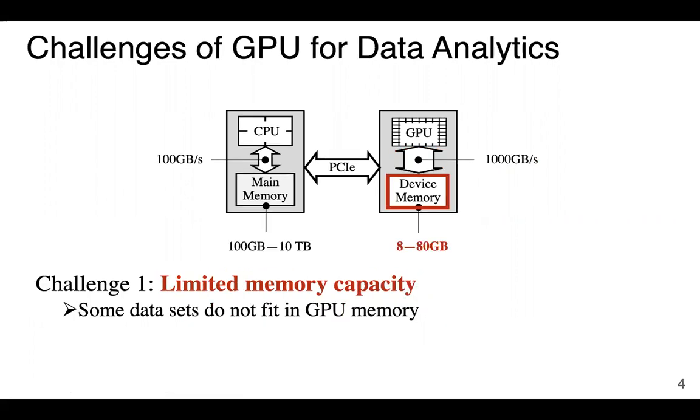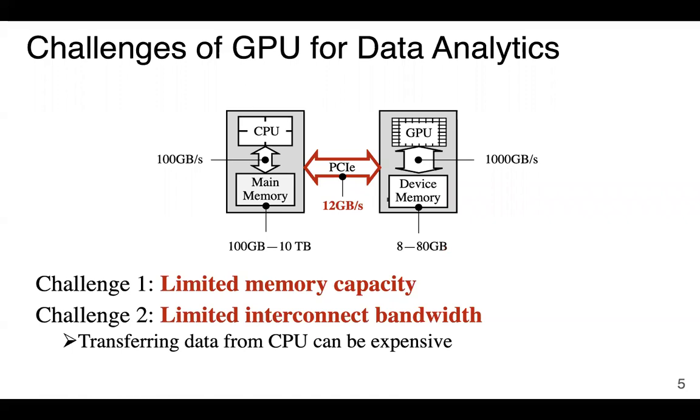Unfortunately, these advantages also come with some challenges. The first challenge is that GPU has a limited memory capacity. Modern GPU nowadays only have up to 80 gigabytes of device memory. Therefore, some of our data set might not fit in the GPU memory.